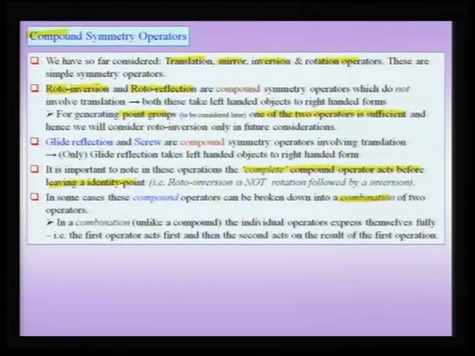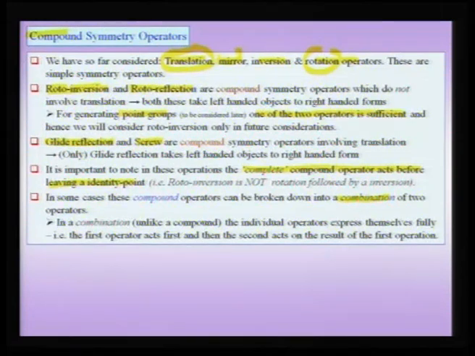Further, we can have compound symmetry operators which involve translation and a mirror, which is known as the glide reflection, or we could have a translation in combination with a rotation, which is known as the screw symmetry operator. Therefore, we can have a glide reflection or a screw, and the important distinction between the two is that a glide reflection takes an object to its mirror form, while screw takes an object to the same form, which means a left-handed object in combination with screw will lead to an object which is only left-handed.